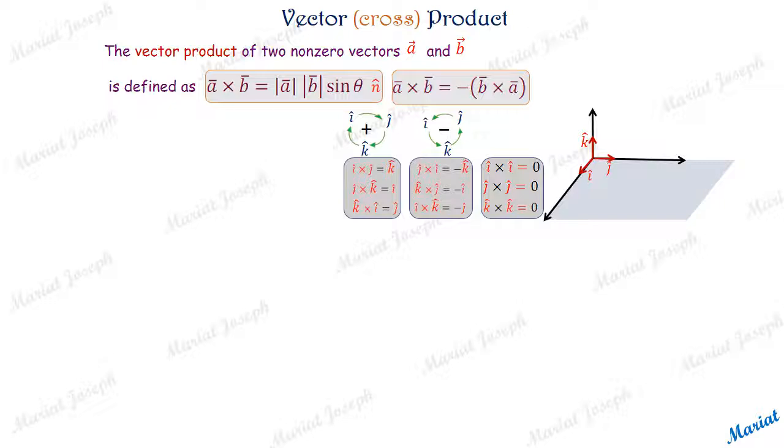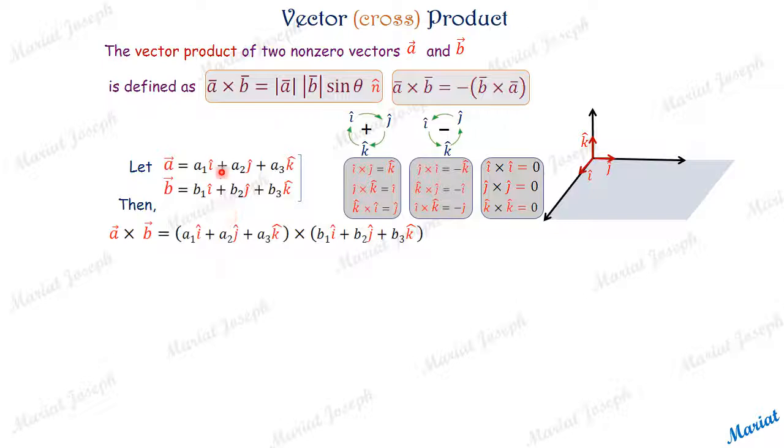To find out the product of two vectors when they are given in components form: A cross B, the definition is this. But here A and B are now given in their components form. A vector is A1 i cap plus A2 j cap plus A3 k cap. B vector is B1 i cap plus B2 j cap plus B3 k cap. Now the cross product has to be done between these two vectors. First vector is this, second vector is this. Now if you distribute the terms, we will have 3 threes are 9 terms.